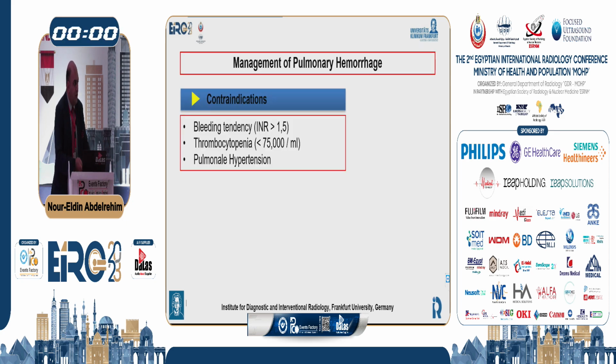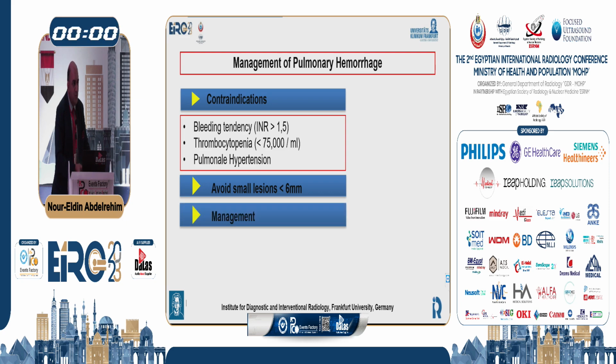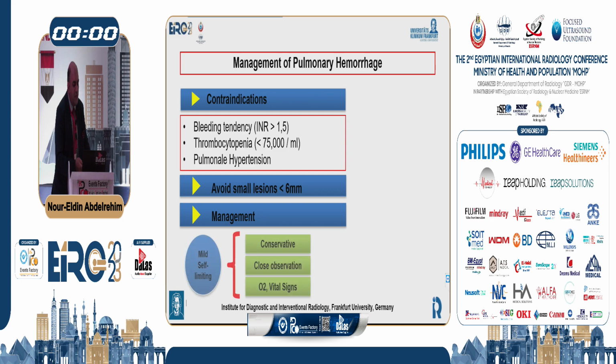The management of pulmonary hemorrhage is actually to stick to the rules. Avoid any non-indicated cases. The contraindications for pulmonary biopsy are bleeding tendency, thrombocytopenia and pulmonary hypertension, because you are actually depending on the coagulation system of the patient to overcome the bleeding. Avoid small lesions because the histopathology is inadequate, and it's also difficult and associated with more complications.